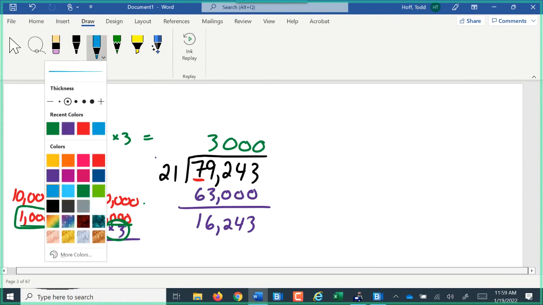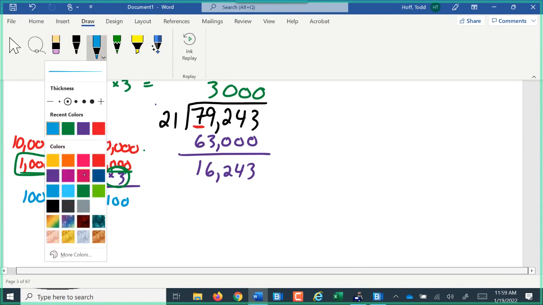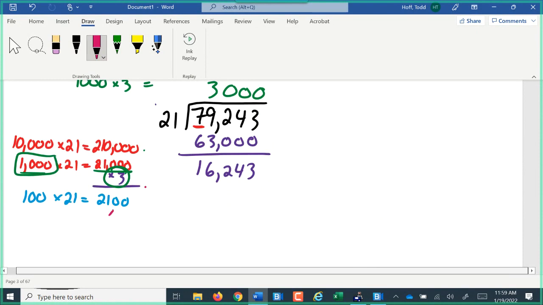So my next place value is 100. 100 times 21 is 2,100. I can subtract that from what's left. Looks like 7 times. 2,100 times 7 is 14,700. Subtract that.